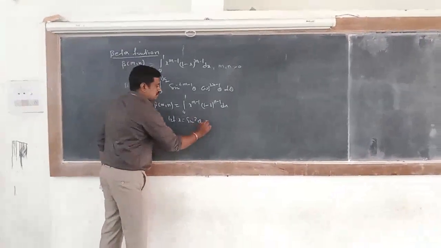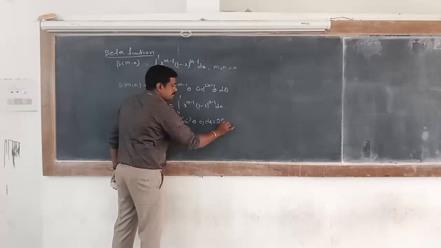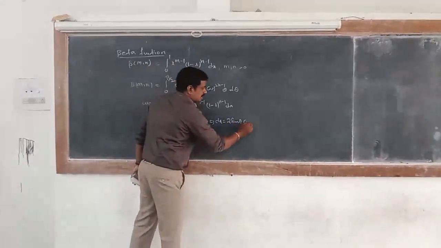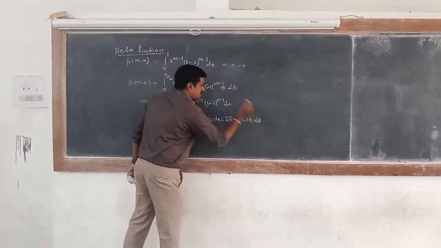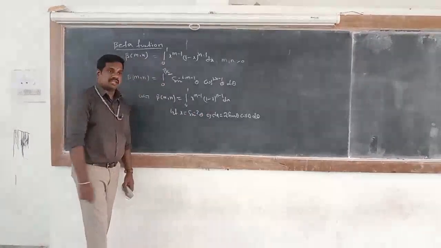Based on this we get dx equal to what? 2 sin theta, and the derivative of sin theta is cos theta, and the derivative of theta is 1. So dx is equal to 2 into sin theta into cos theta.